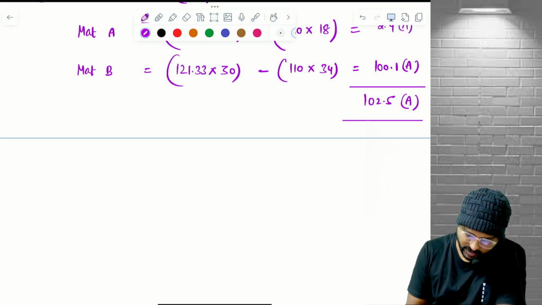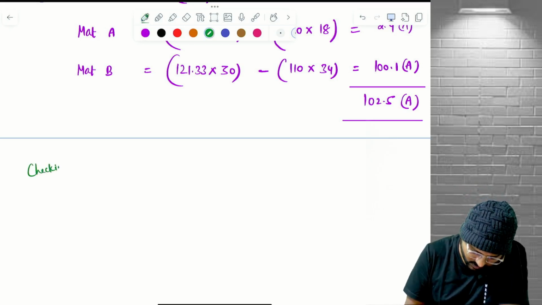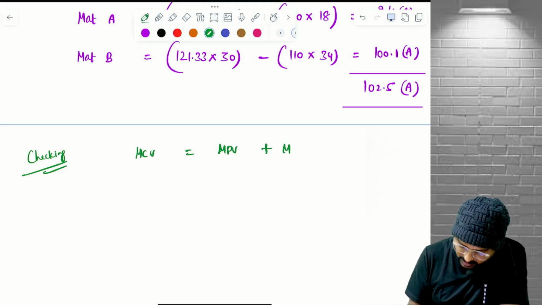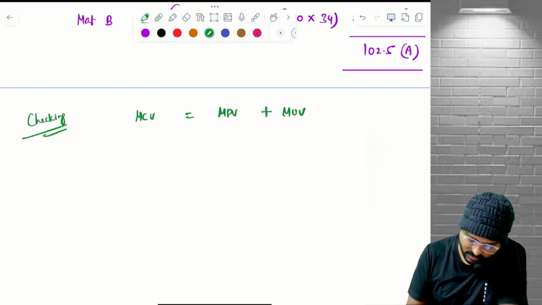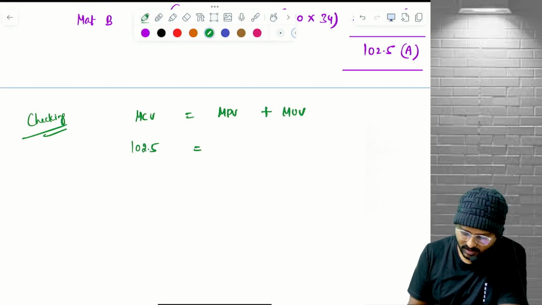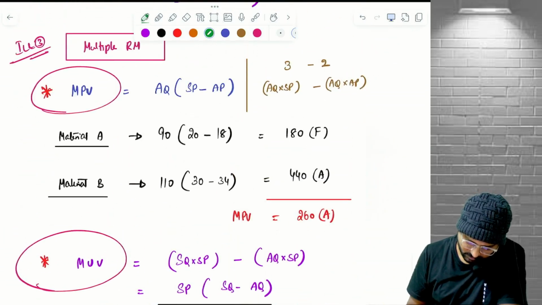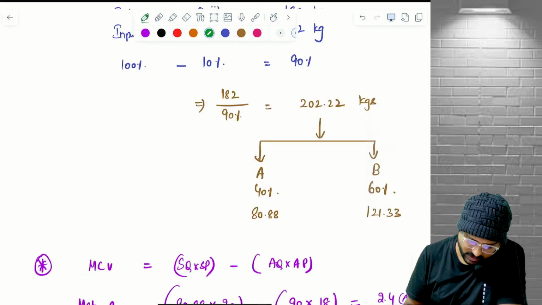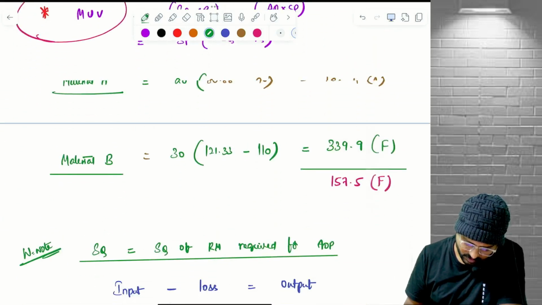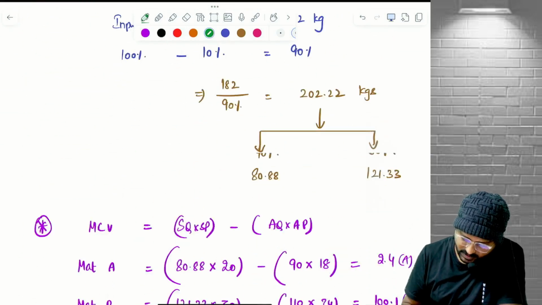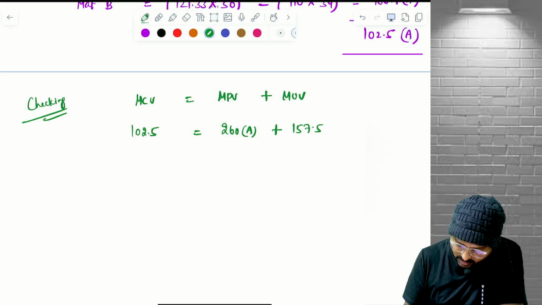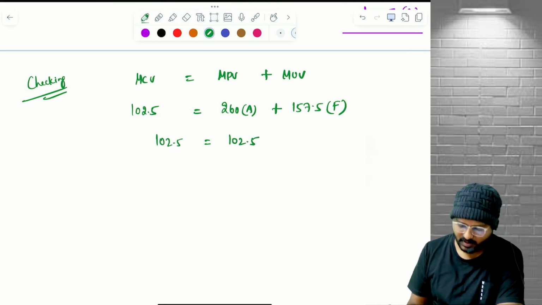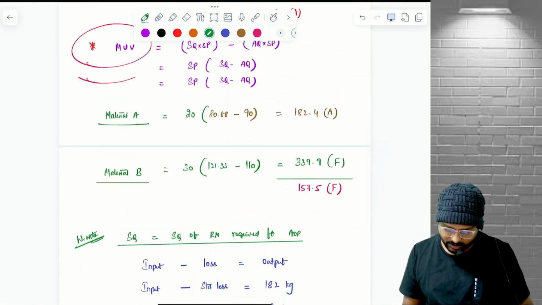Okay, now let's do the verification here, checking. How to check? Very simple. Material cost variance is equal to material price variance plus material usage variance. What is our cost variance? 102.5, correct? Is equal to price variance, how much? 260 adverse. Plus usage variance, how much? 157.5 favorable. How much it comes, see? Exactly 102.5. That's it. Got it? Right, take it down.